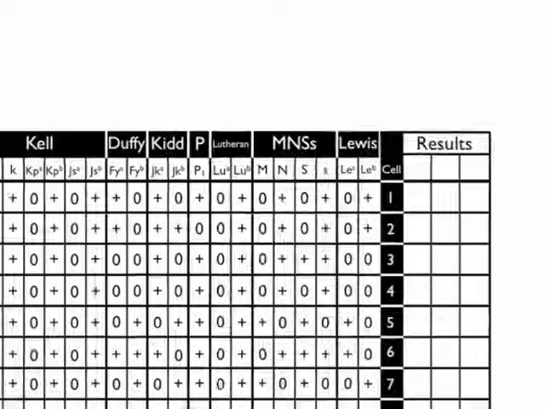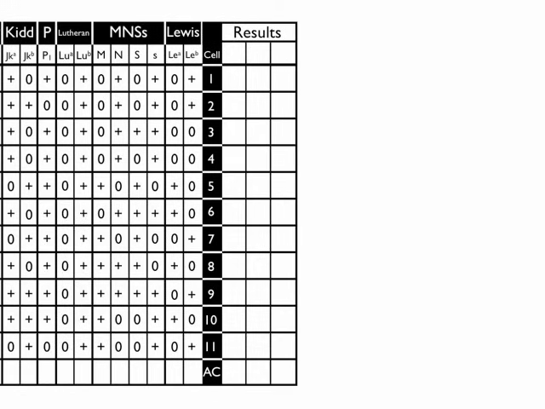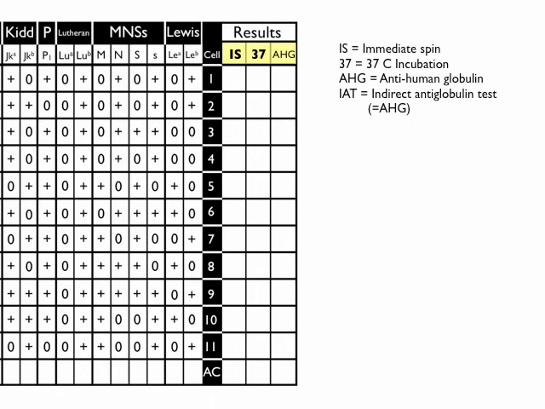Okay, enough on that. Let's move on and let's look at the far right side of the panel. And the far right side of the panel is hugely important. There's a lot of things you can learn just by looking at these cells I've highlighted in yellow up at the top. Basically, what you see in these cells is the phases in which we're doing the testing. And in most cases, when you're doing tube testing, you'll see something like this. You'll see IS for immediate spin, 37 for 37-degree incubation, and either AHG or IAT for anti-human globulin or indirect antiglobulin test. They're saying the same thing.